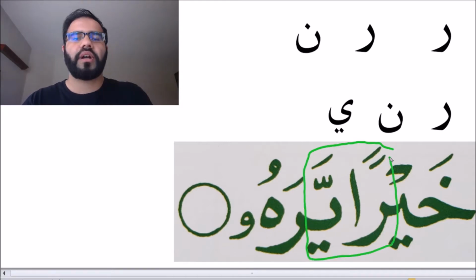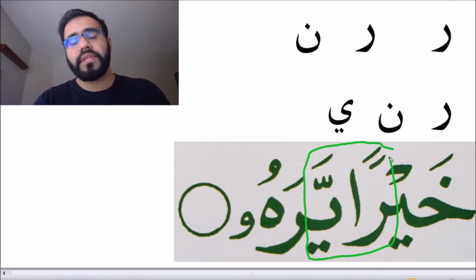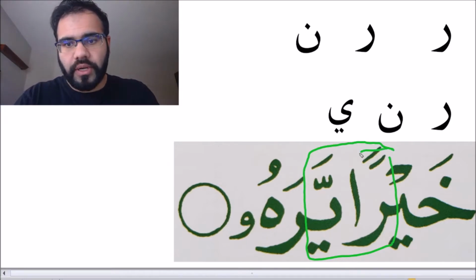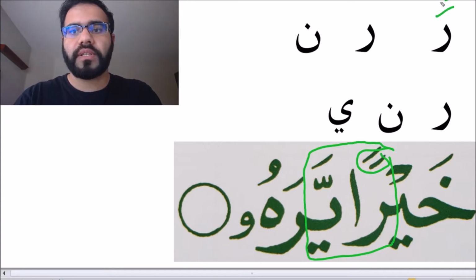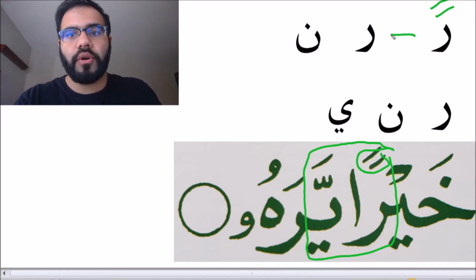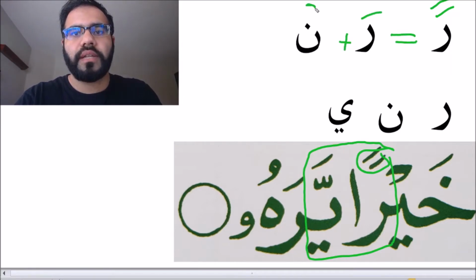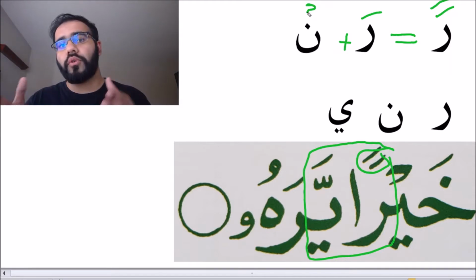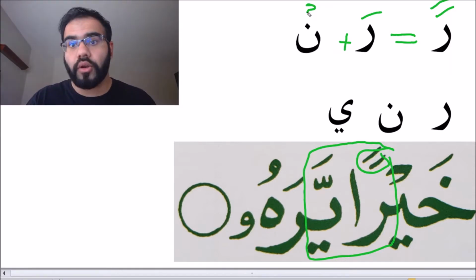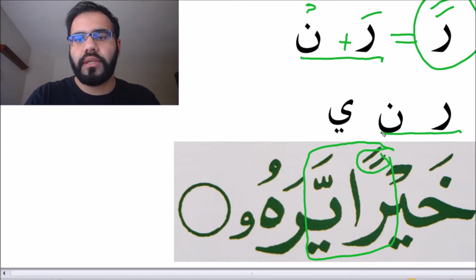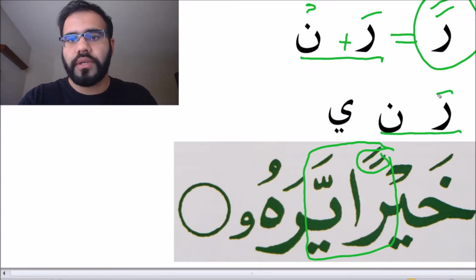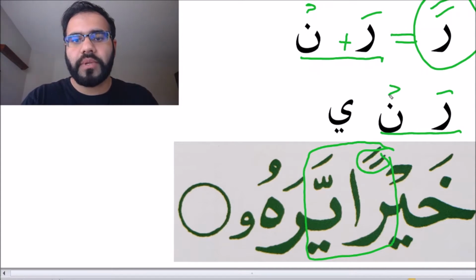If we look at that, we have a combination of ra and ya. The first ra, this ra right here, has two fathas. If you think about it, a ra with two fathas is basically equal to a ra with one fatha and a nun sakin. If you do ra connected to a nun sakin, it makes a ran sound. So instead of putting ra and the two fathas, I'm going to rewrite these two down here. Here's my ra, here's my sukun, and this ya comes from this ya right here. I just took this ya and drew it up there.